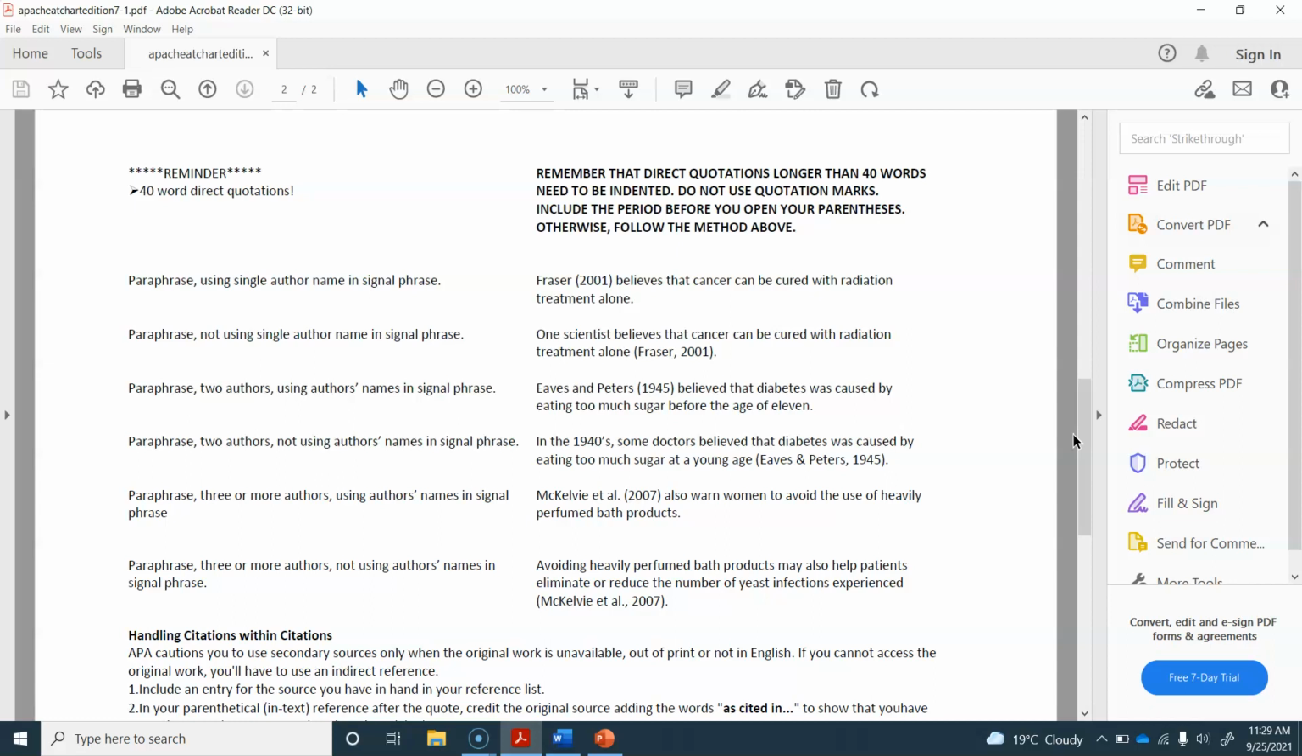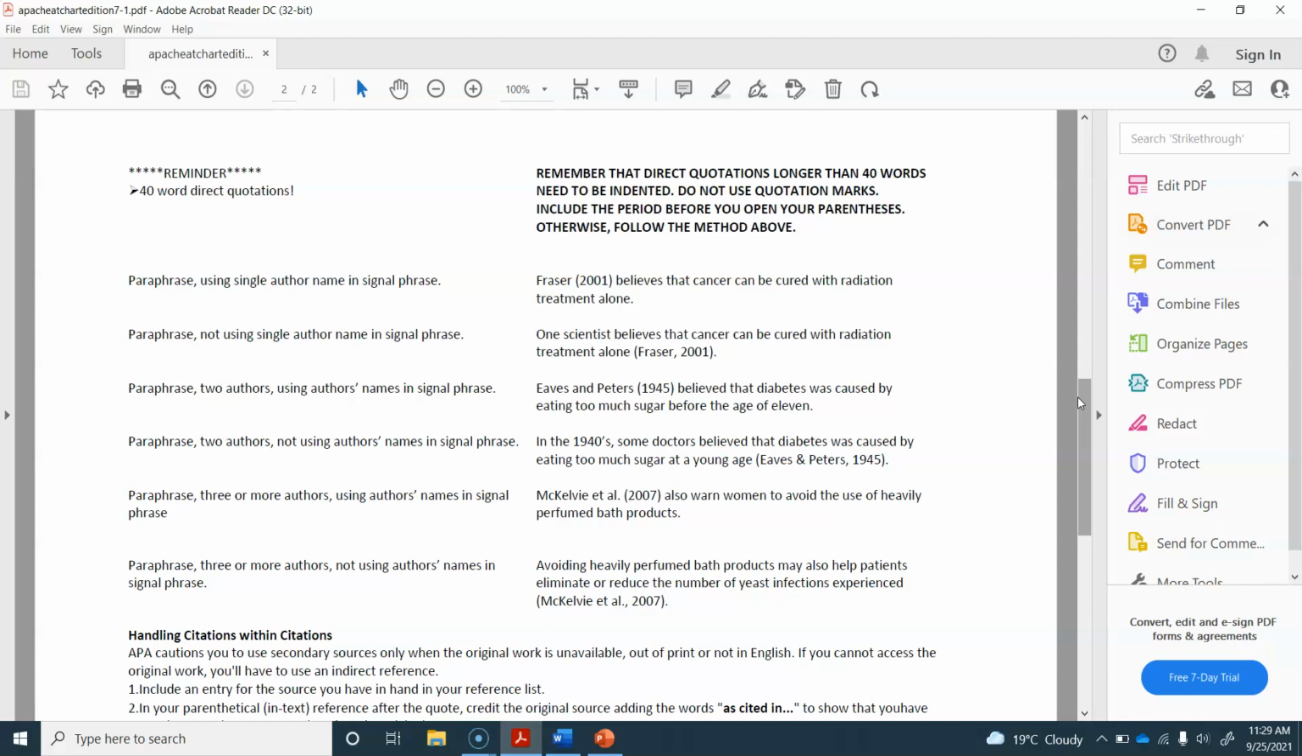If instead you're writing a sentence where you're expressing the idea or the concept that the author or authors have introduced, but you're writing in your own original way, you're paraphrasing, and you're not going to be using the page number, but you will be following the same pattern with the year of publication. Let's take a look at the first example.